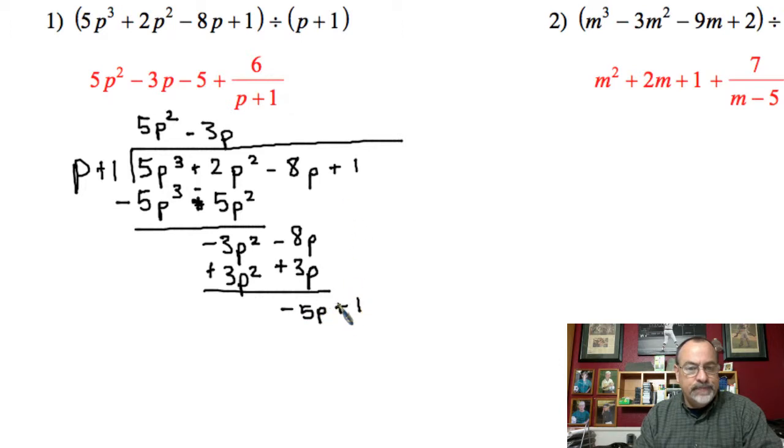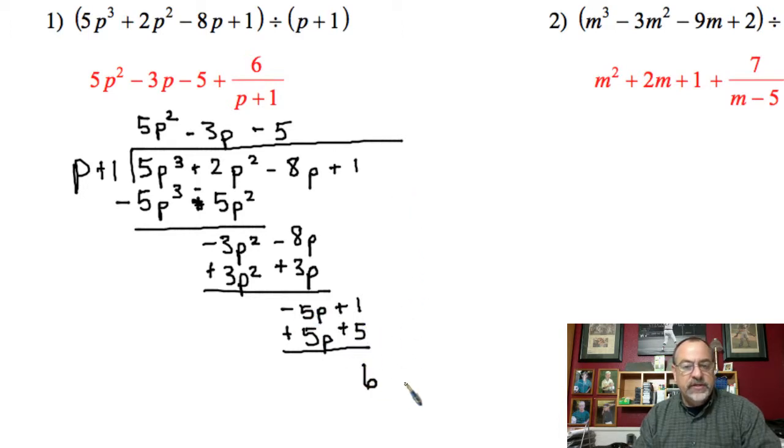and then I'm going to bring down the 1. Okay, now again, I go back to the letter p and I go into negative 5p, it'd be negative 5, because negative 5 times p is negative 5p, and then negative 5 times 1 is negative 5. Now again, I need to change the sign of both and then add, so that's 0, and then this is 6. There's nothing else to bring down, so I have a remainder of 6.